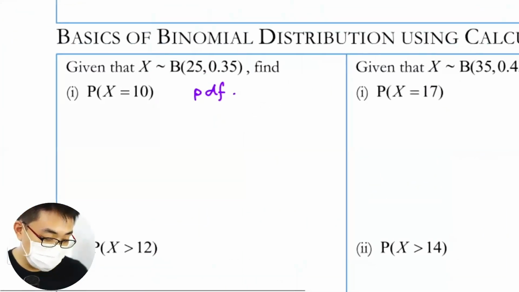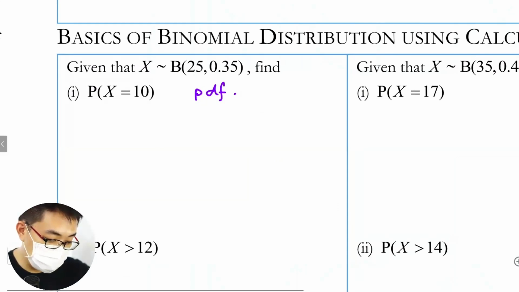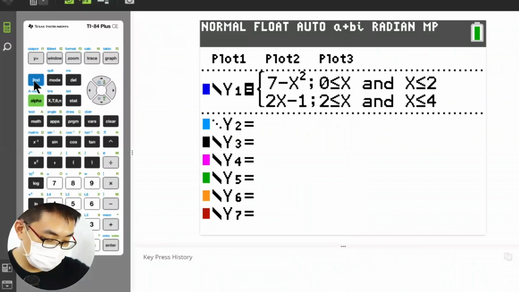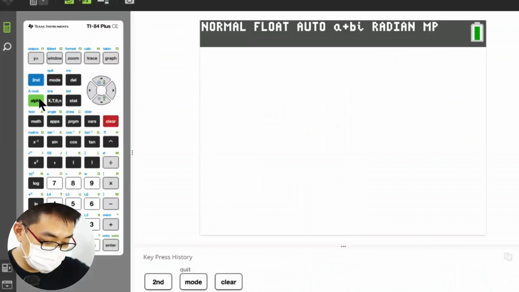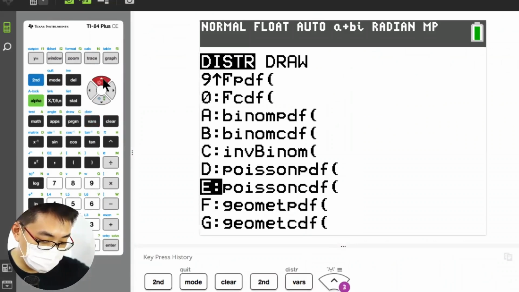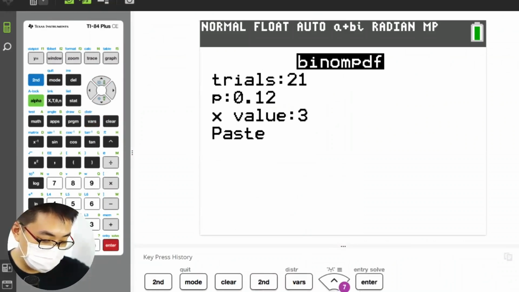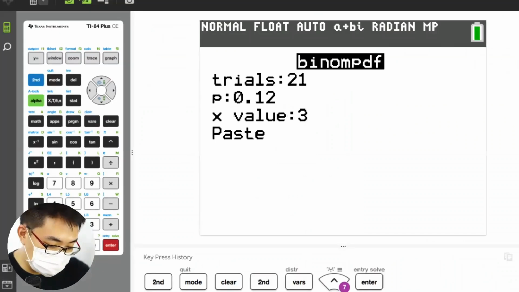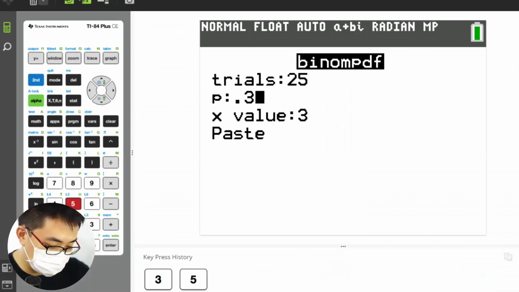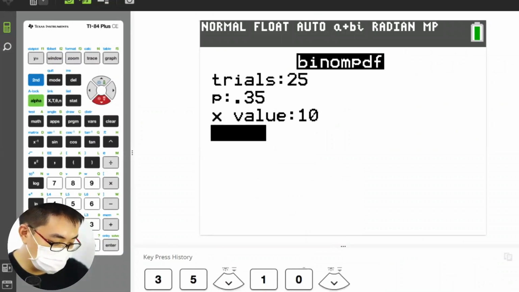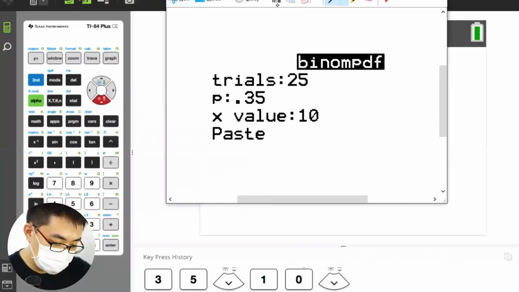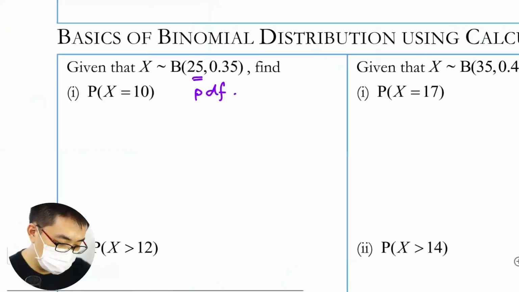So very quickly, if you want to find P(X = 10), what you do is you just quit first. Press distribution, second distribution, scroll up to binomial PDF, press enter. Trial should be 25, and then each successive trial is 35%. Okay, and you want it to be 10. X value is 10. There you go. This is what you key in.